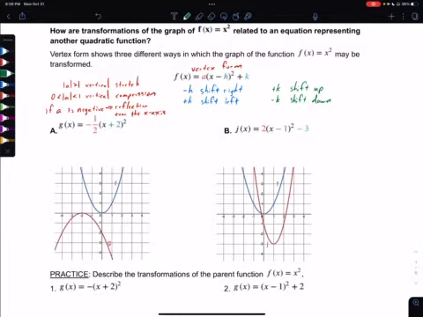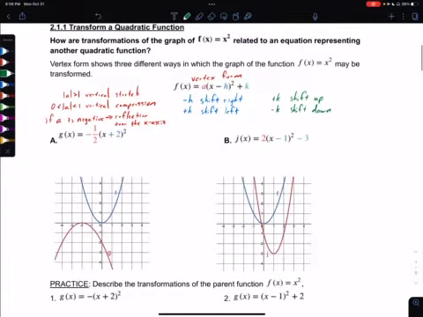So there are 7 total possible transformations. The a value can cause stretches, compressions, or reflections. The h value is your horizontal changes or shifts, which will go left and right. And your k value are your vertical changes or vertical shifts going up and down. So now let's take a look at example part A, where we have g of x is equal to negative 1/2 times the quantity x plus 2 squared.